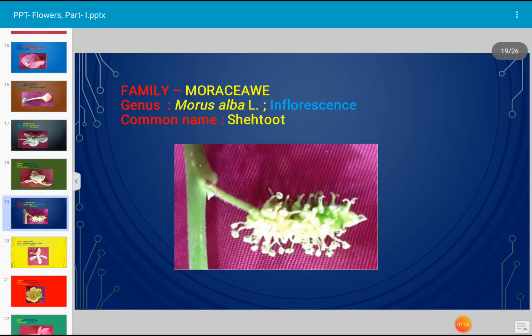Next, this is the Morus alba inflorescence. The flower is very small. The common name of this plant is Shahtut and the family is Moraceae. Here we have to write the spelling of Moraceae. Morus alba is an inflorescence because the flowers are very small in size, and the common name is Shahtut.